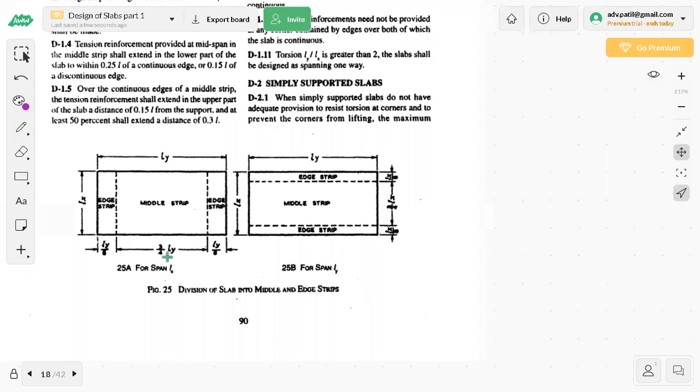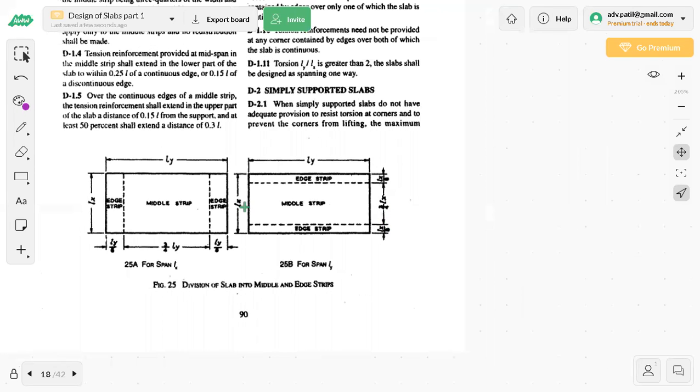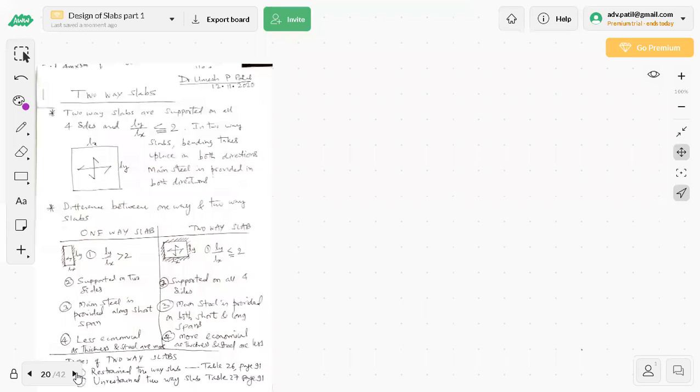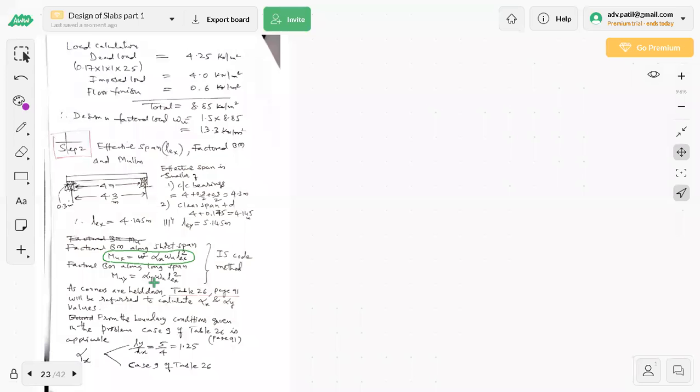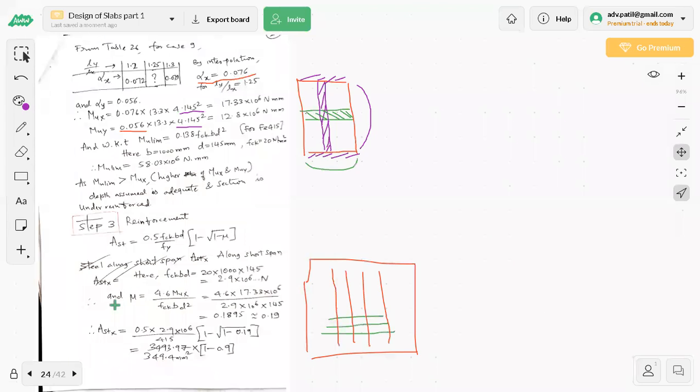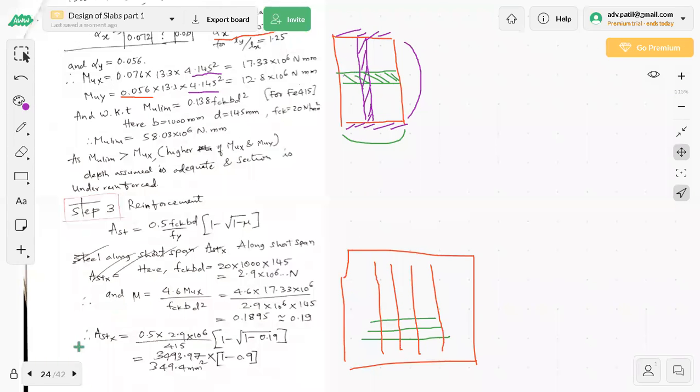LY by 8, 3/4 of LX. This side also 3/4 of LY and all that. Middle strip and edge strips. So this diagram will be there in the code book only. So this is how the design is done, but still it is not over because I need to check it.